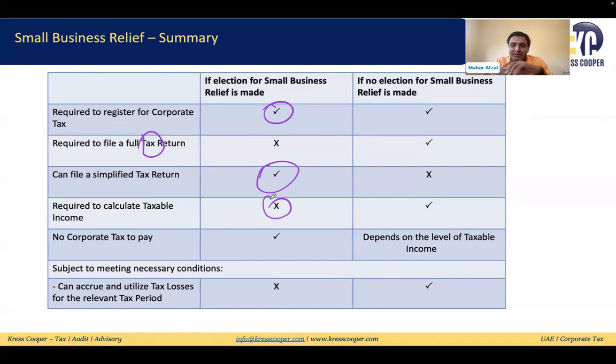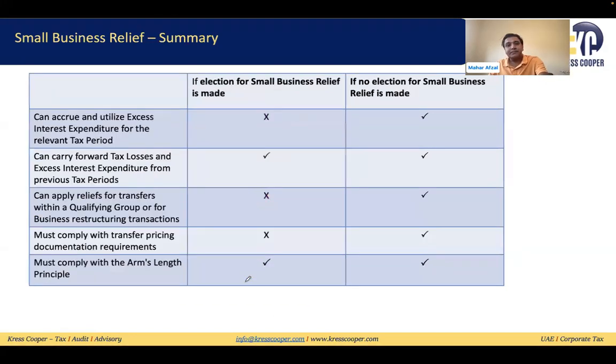No corporate tax to pay. Yes, they will not be liable to pay any corporate tax up to 31st December 2026, subject to meeting necessary conditions. Can accrue and utilize tax losses? No, we will discuss this in our next slide.